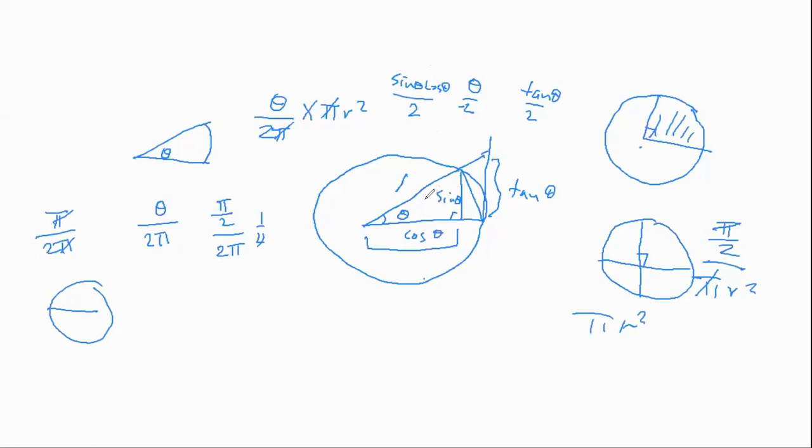Which area is the smallest? Is it the inner triangle, or the sector, or the larger triangle? The larger triangle is greater than the sector, right? This is the area of the sector. And the sector is greater than the smaller triangle, right? Correct?